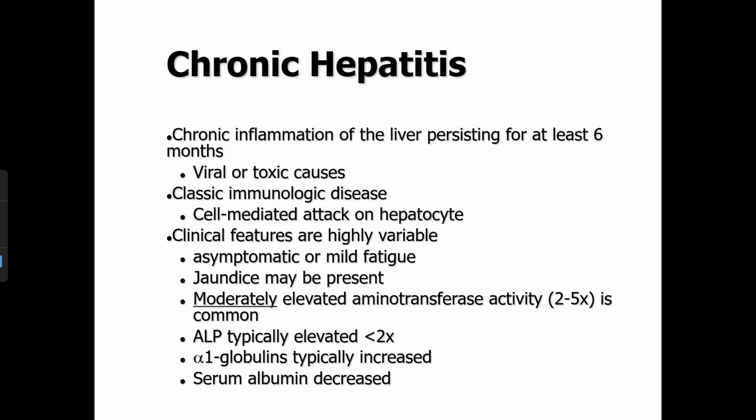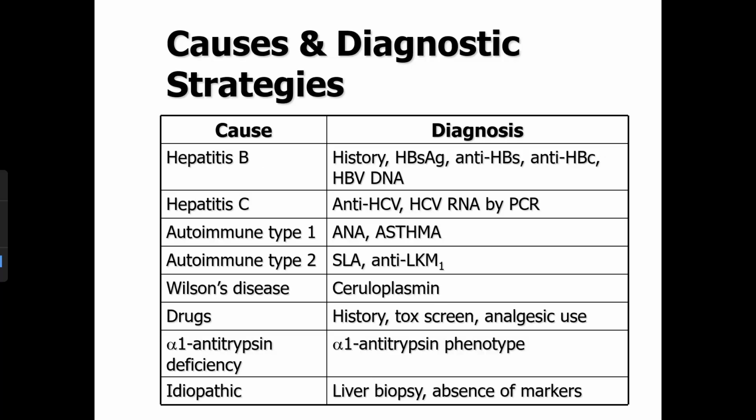ALP is typically elevated but not too high. Alpha-1 globulins are typically increased, and serum albumin is decreased. Causes and diagnostic strategies. So you can see hepatitis B and C, autoimmune 1 and 2, Wilson's disease, drugs, alpha-1 antitrypsin deficiency, and idiopathic. Some we just don't know what they're caused from.